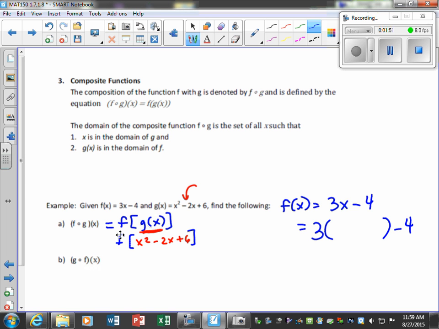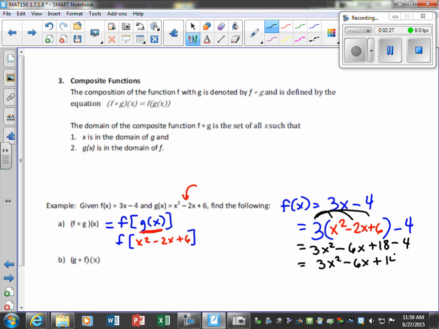So go to your f function, write it down. Everywhere there's an x, you're going to plug this in place of it. So now we're going to plug that value in. And then we distribute and solve that out. So 3x squared minus 6x plus 18 minus 4. 3x squared minus 6x plus 14.